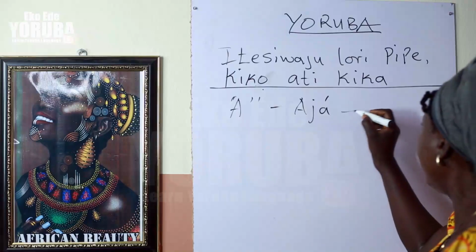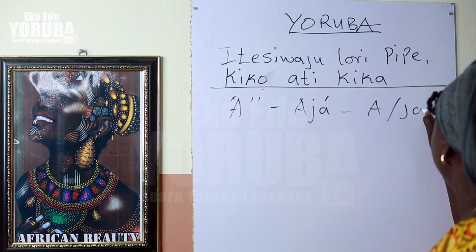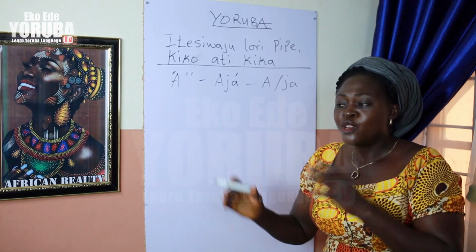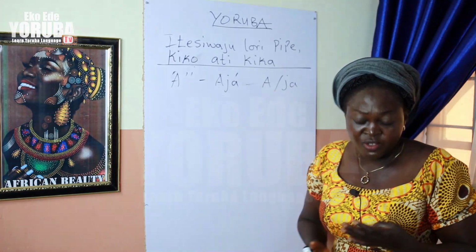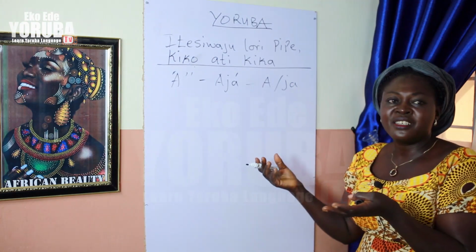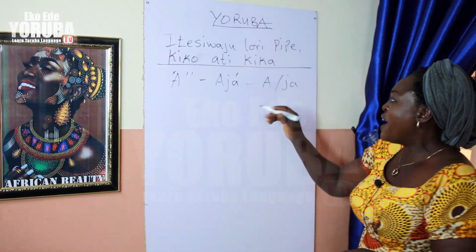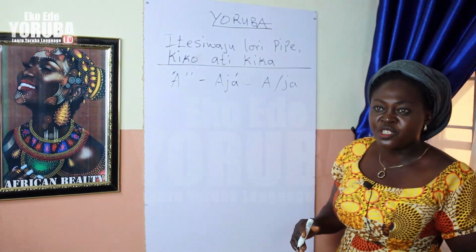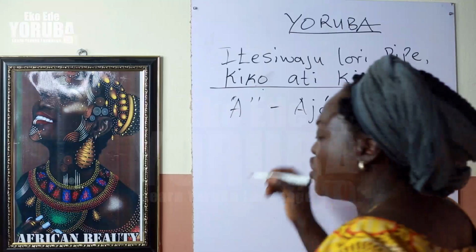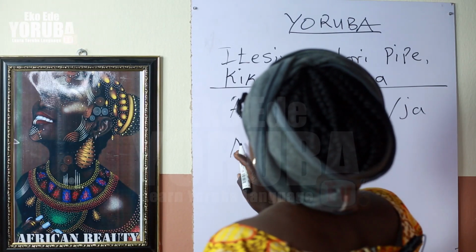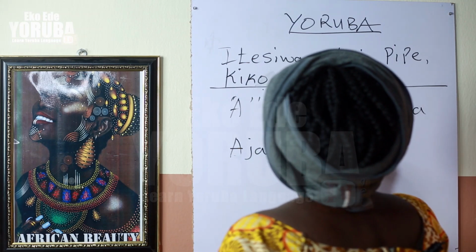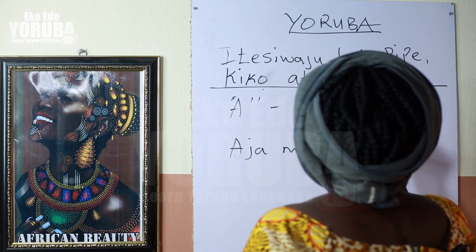A, já. This is it. And you can use ajá to form some sentences. My dog is in the farm. My dog went to the field. My dog ate my food. Ajá mi jẹ ẹja. Look at it.